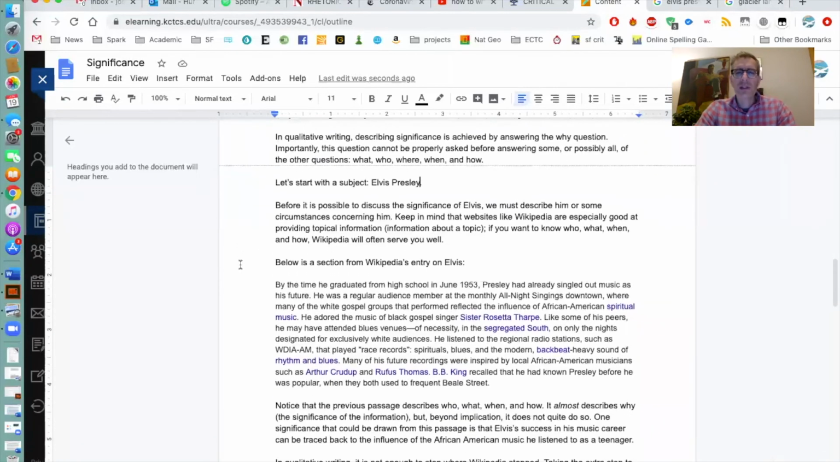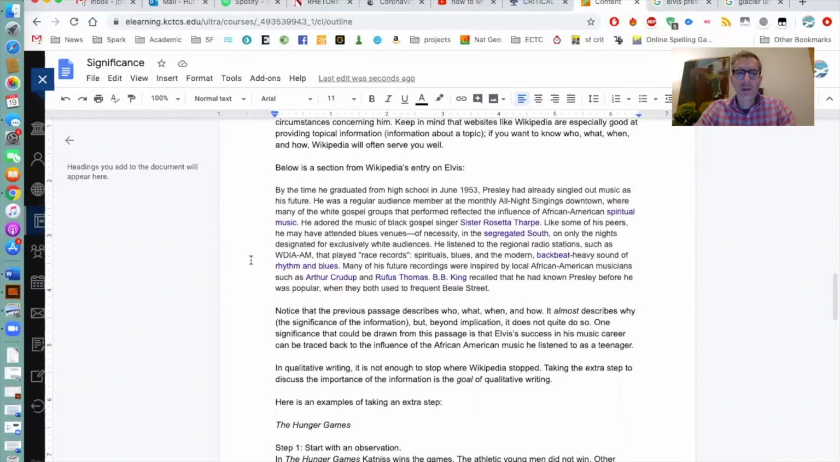Before it's possible to discuss the significance of Elvis, we have to describe him or some circumstances concerning him. Keep in mind that websites like Wikipedia are very good at providing topical information. Remember, topical was one of the words in our word bank. Topical means information about a topic, about some idea. If you want to know who, what, when, and how, Wikipedia will serve you well. Now, if you want to know why, you're the one that has to figure that out. Wikipedia doesn't always get to the why, but it will give you the who, what, when, how. It'll tell you all of that.